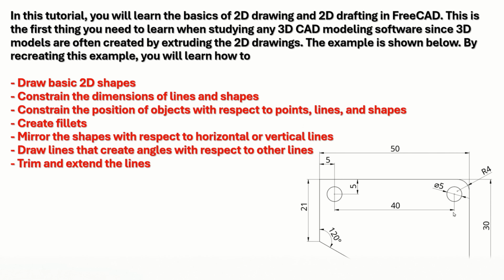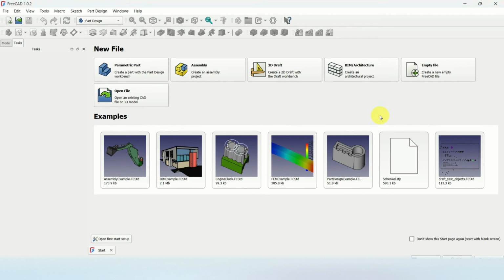By recreating this example, you will learn how to draw basic 2D shapes, constrain the dimensions of lines and shapes, constrain the positions of objects with respect to points, lines, and shapes, create fillets, mirror the shapes with respect to horizontal or vertical lines, draw lines that create angles with respect to other lines, trim and extend the lines.